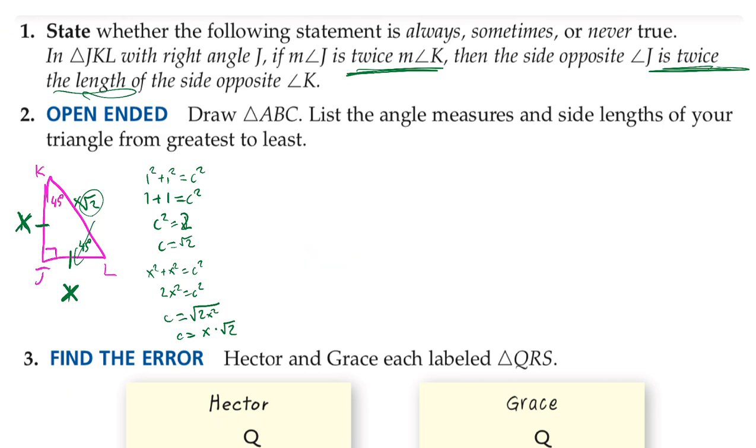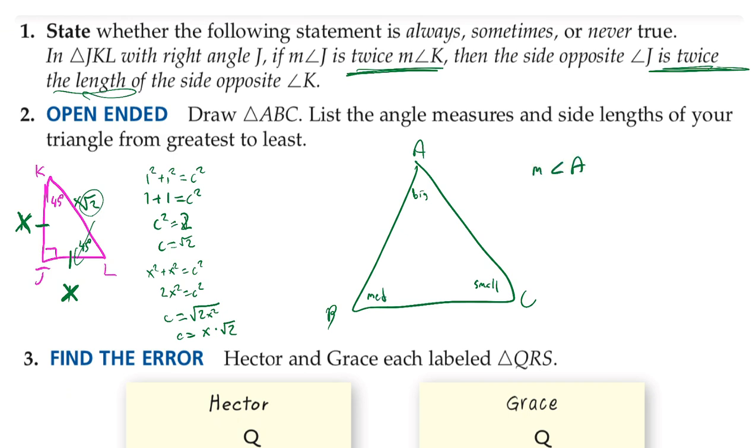Really cool problem. Okay, open-ended, draw a triangle ABC. Here's angle ABC. And then side lengths of your triangle from greatest to least. Oh, okay, so it doesn't matter. I'm going to pick one. I'm going to say this is the big, this is the small, and this is the medium. So that would mean the measure of angle A is bigger than the measure of angle B, I did medium, which is bigger than the measure of angle C.